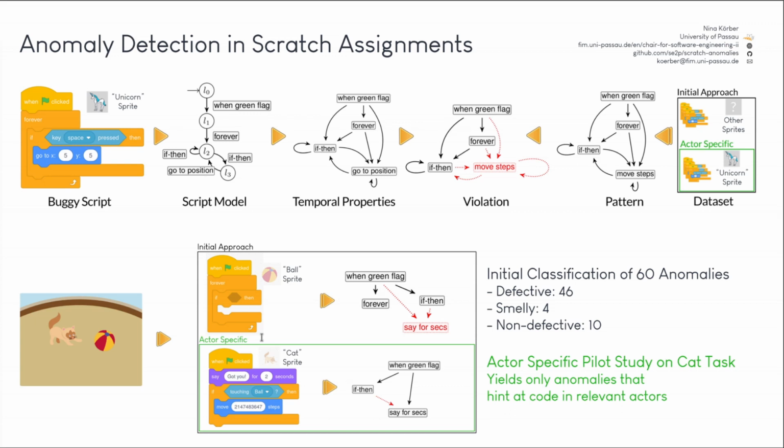of the program. My initial approach abstracts away from the actor, so the sprite or background, of a script, and the anomalies are actor agnostic. I implemented a context-sensitive anomaly detection variant which I call actor-specific anomaly detection. I group all the scripts by the purpose of their actor. I mined actor-specific anomalies for the cat task and compared the results with the actor-agnostic anomalies.